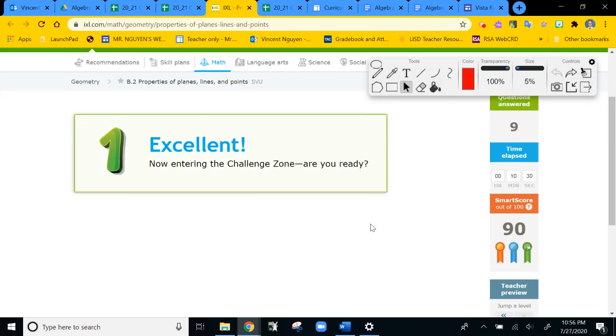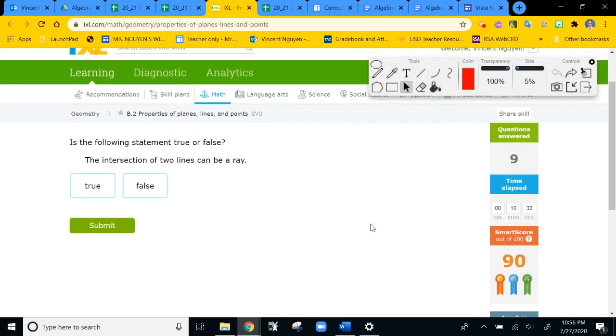Okay, we are in the challenge zone. So here we are. The intersection of two lines can be a ray. No, the intersection of two lines actually can be a point, because they intersect at a point. Okay, right there and right there. So imagine these are lines. They actually intersect at a point. They don't intersect at a ray. So this is false.